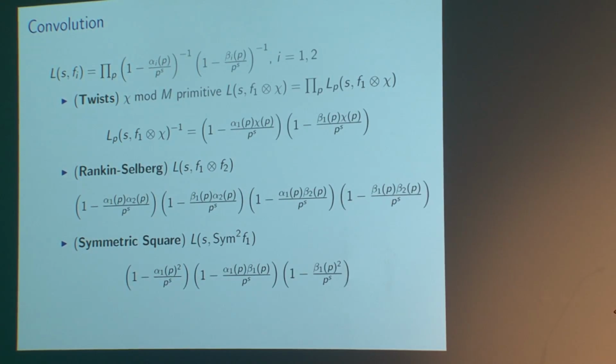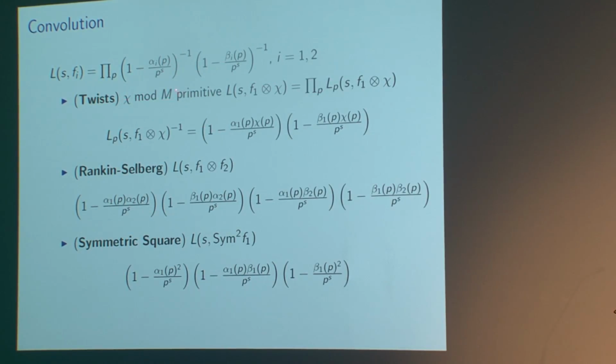And so next, I'm going to introduce some other L-functions which appear in analytic number theory. Suppose we have two GL2 modular forms, where I'm writing the Euler factors as a product of two linear factors over here. So F1 and F2 are two modular forms, say.